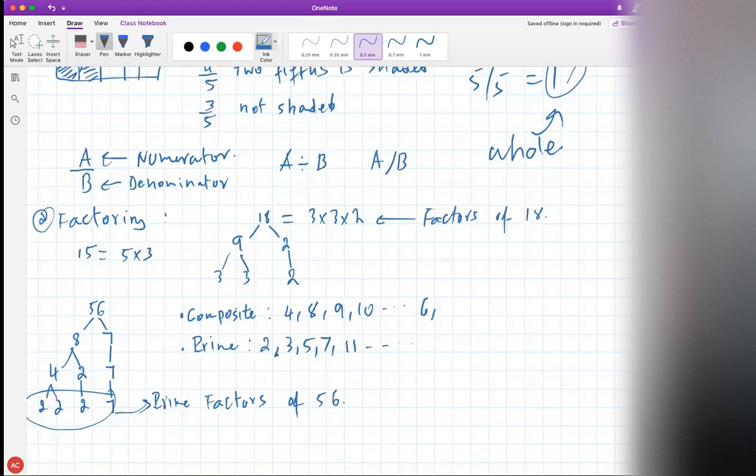And so on. So prime numbers start from 2 and they go up. And we have many of them. And composite numbers, basically the opposite.